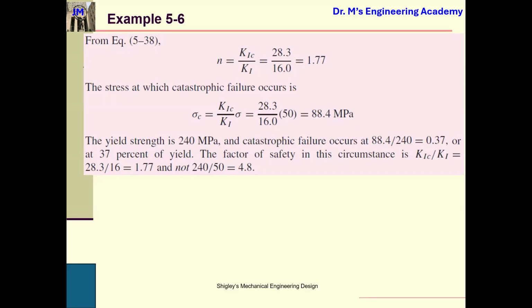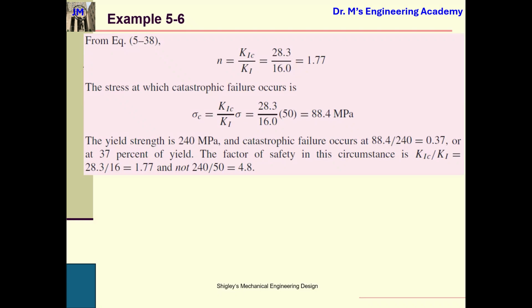What is meant by catastrophic failure? Catastrophic failure means that the crack is going to propagate. If the crack is going to propagate, that means you have no control. If you have no control, this crack initiates and then propagates until the whole thing breaks.